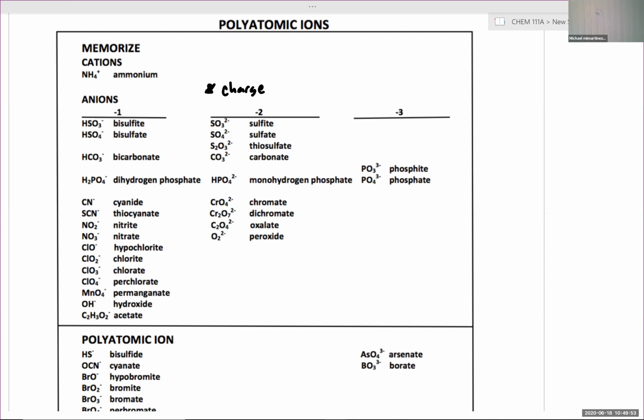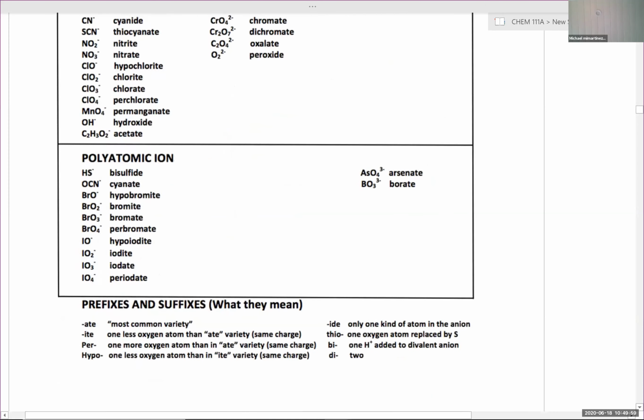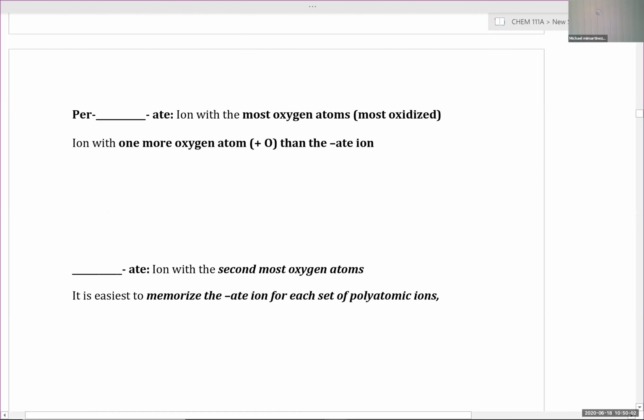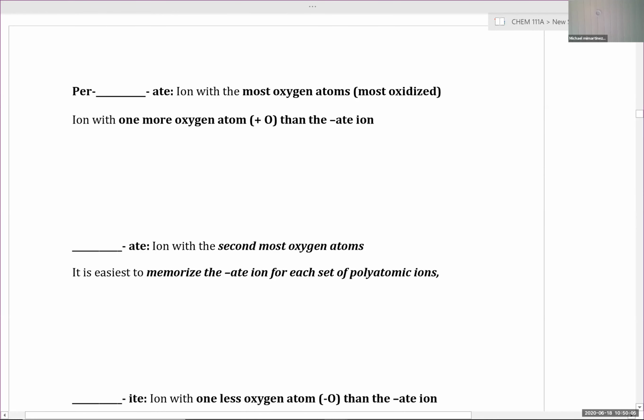Okay, so before you get overwhelmed with looking at this table and thinking that's a lot to memorize, there's actually a logical pattern to organize our discussion of polyatomic ions. Depending on the prefix and suffix, the polyatomic ion changes. So the per-ate prefix and suffix indicates the ion with the most oxygen atoms. Another way to think about it is the per-ate ion is the ion with 1 more oxygen atom than the -ate ion.